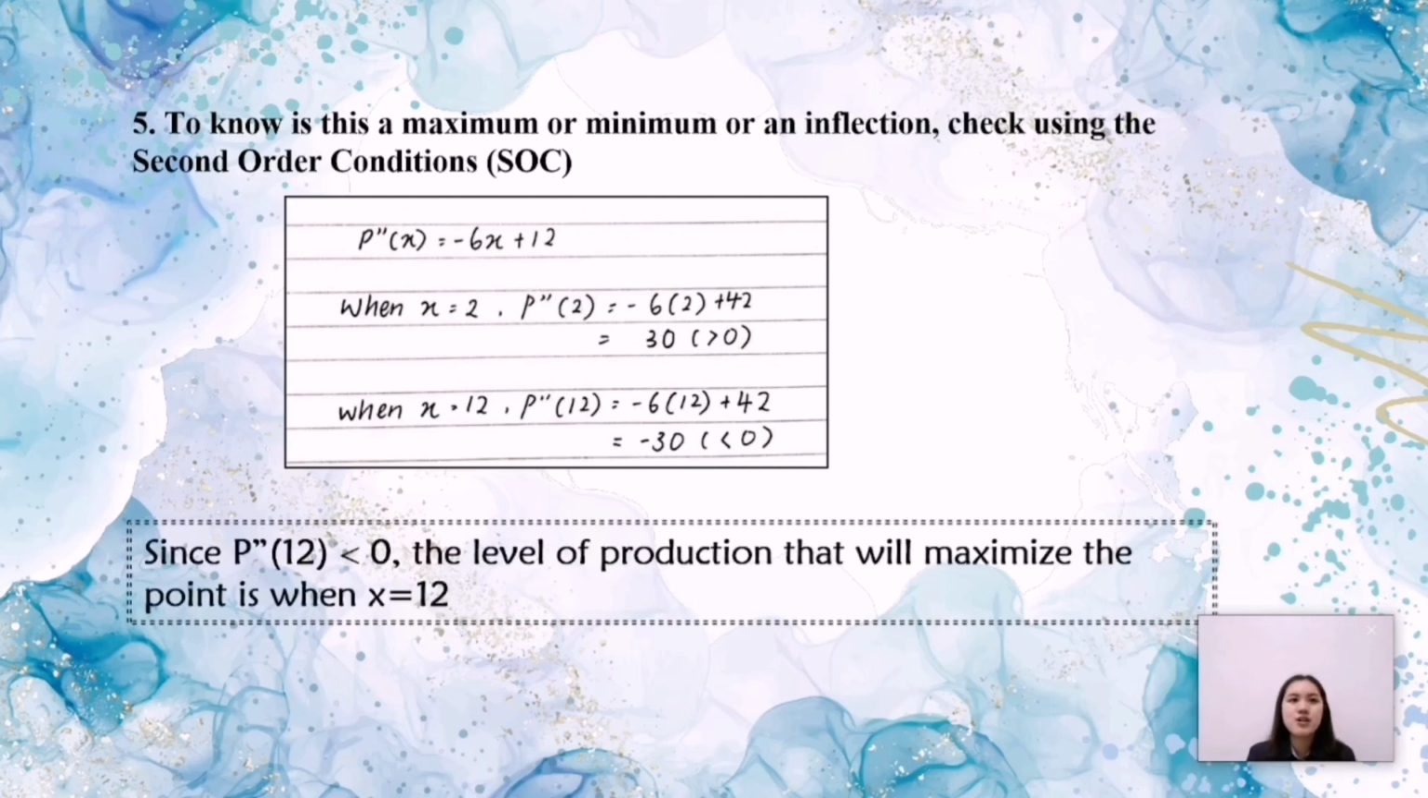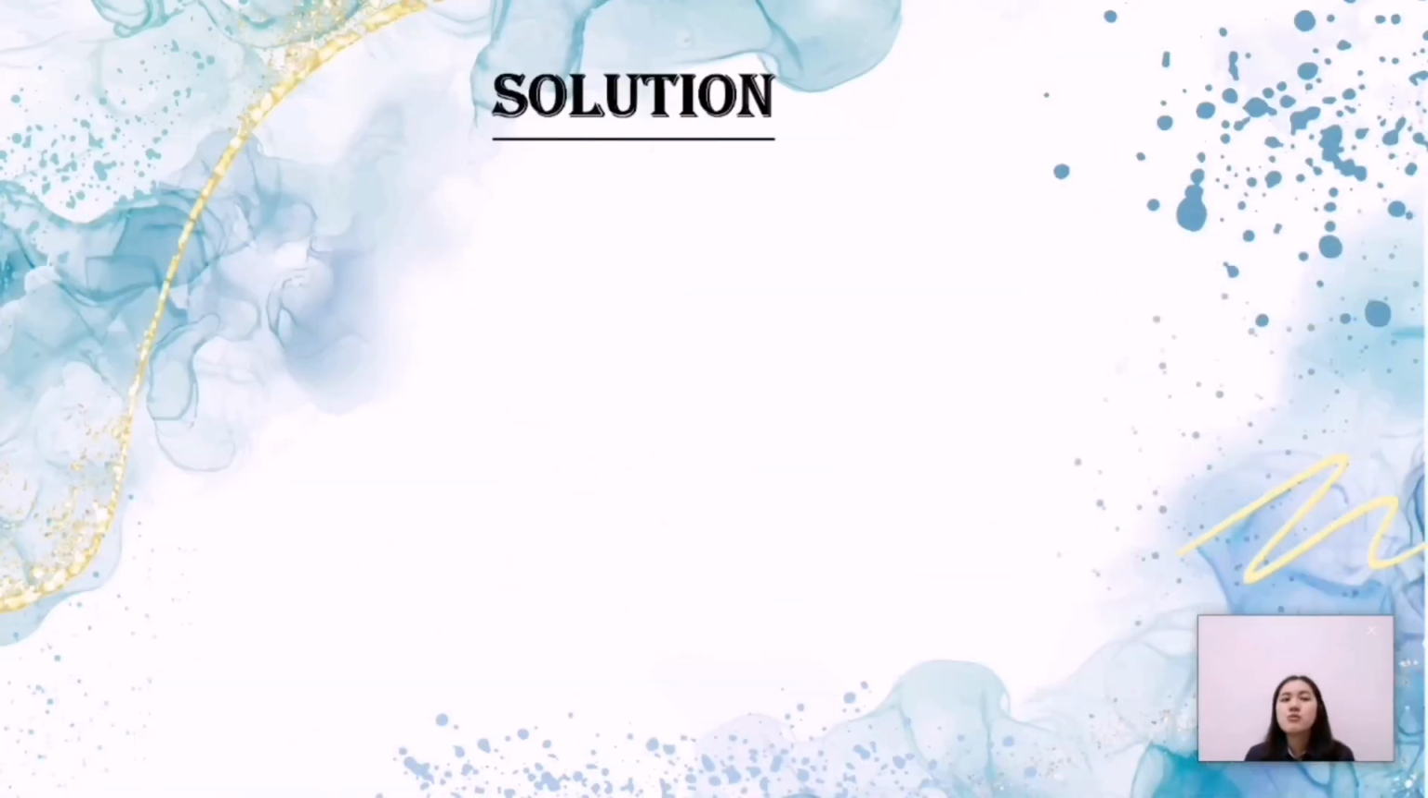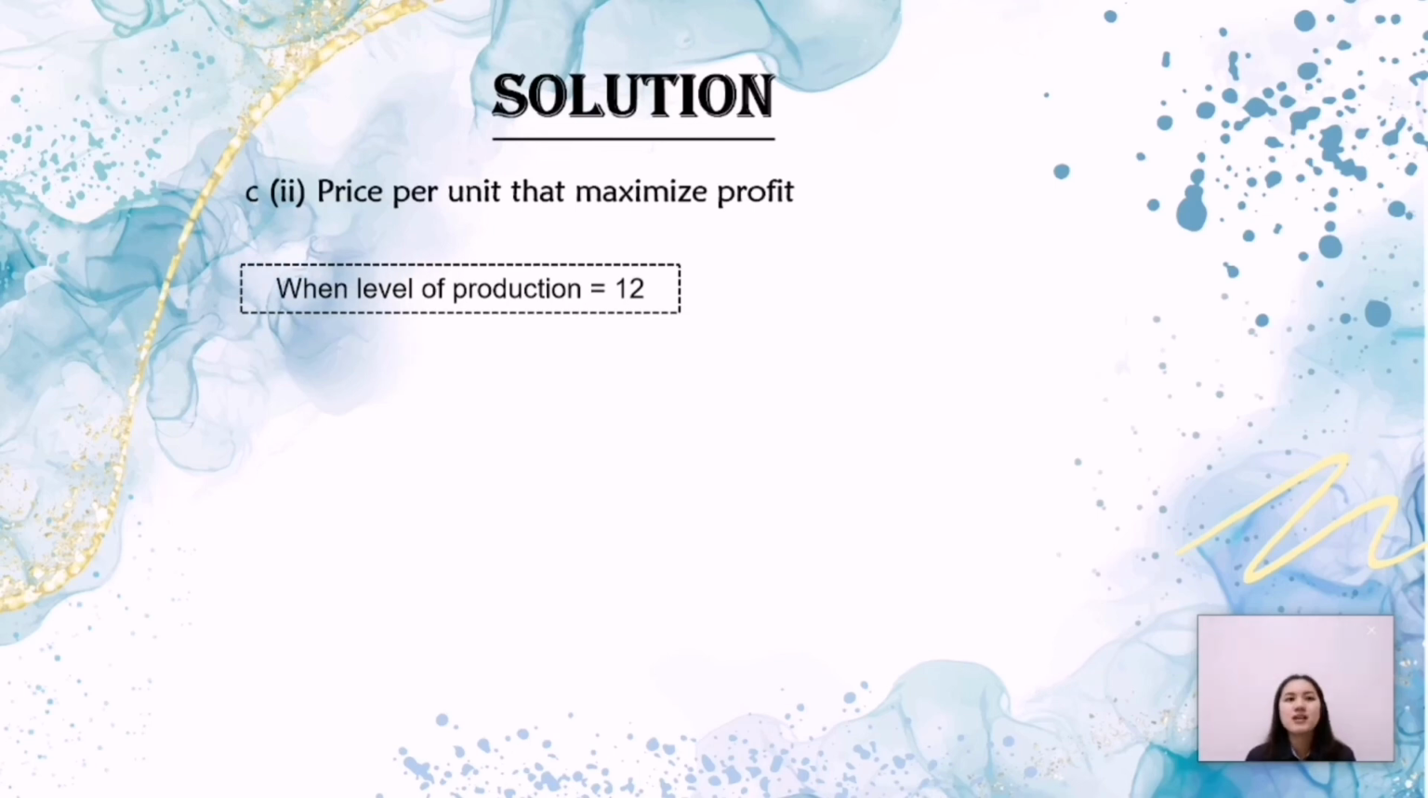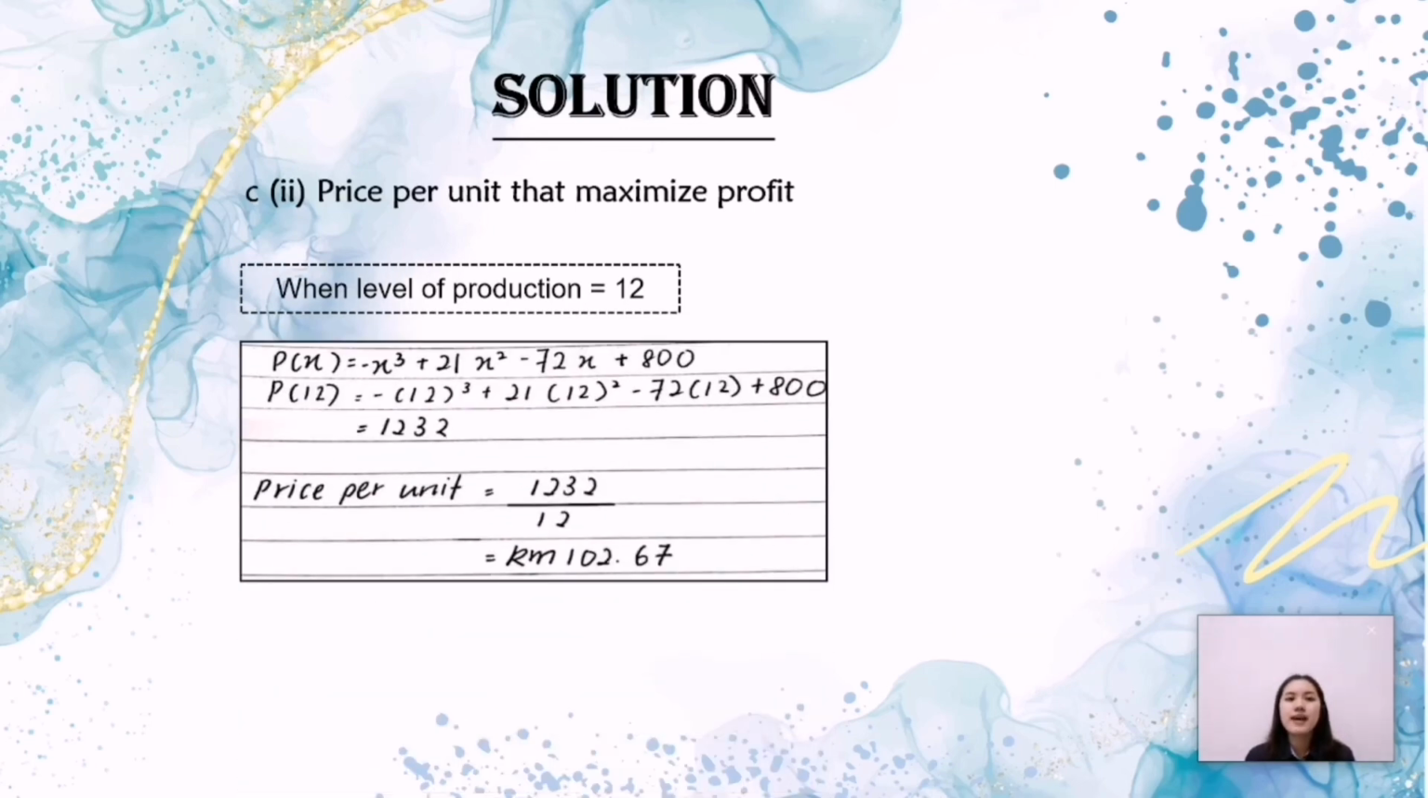Since the second derivative of the profit function when x equal to 12 is less than 0, the level of production that will maximize the profit is when x equal to 12. So for part C2, we want to know the price per unit that maximizes the profit. When the level of production is 12, the price per unit will become Ringgit Malaysia 102.67. So the price per unit to maximize profit is 102.67.